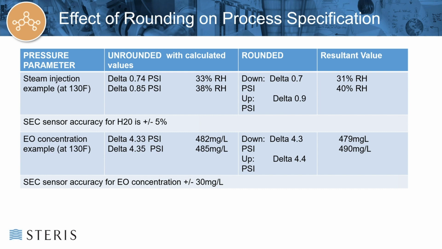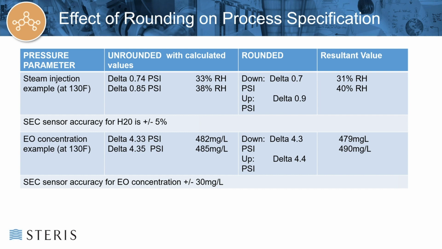If you round it down, because the 4 rounds down, and you round it down to a 1/10 decimal place of 0.7, the resultant value is 31% RH. So by rounding down, it looks like you lose 2% RH. Now let's go the other way. If you round it up, let's say the delta was 0.85, the calculated relative humidity value is 38%. If you round it up, then it rounds up to 40%, again, a difference of 2% RH.